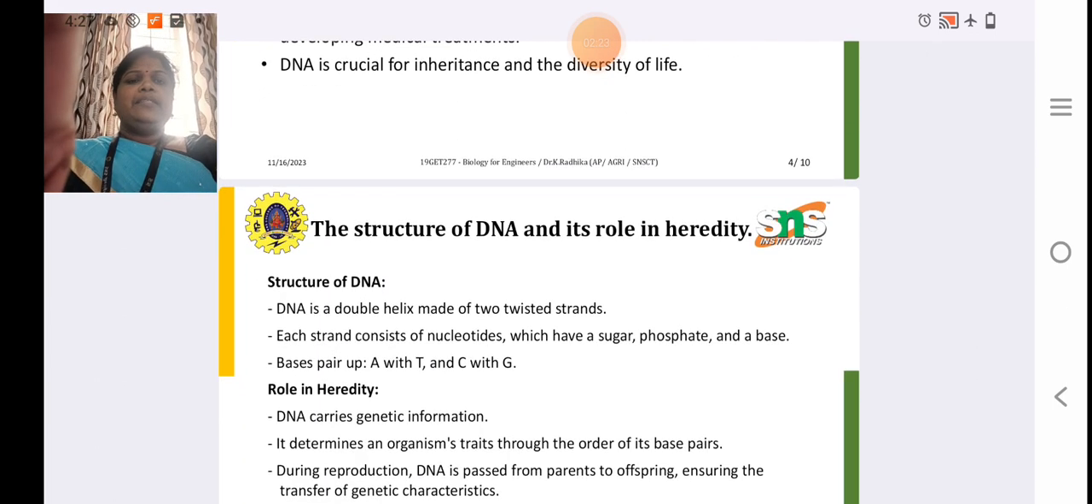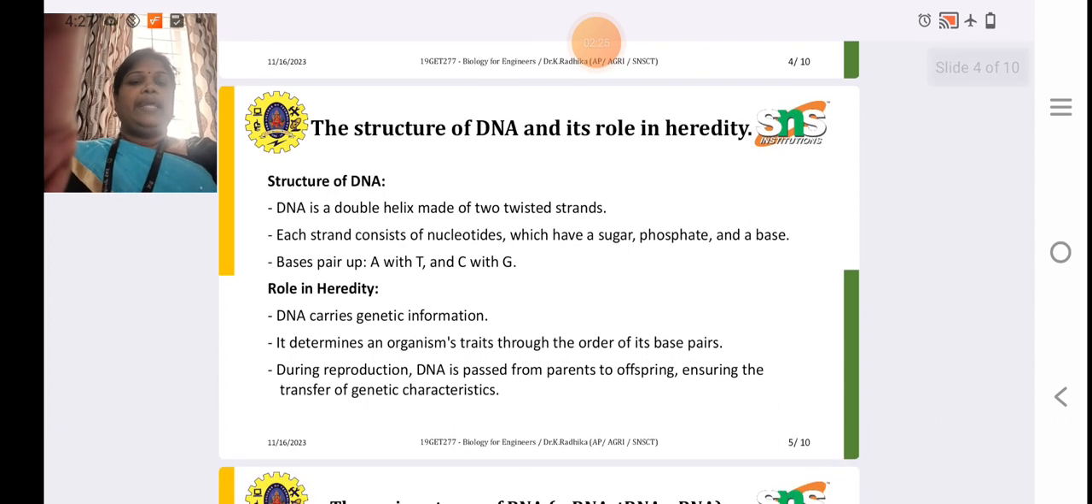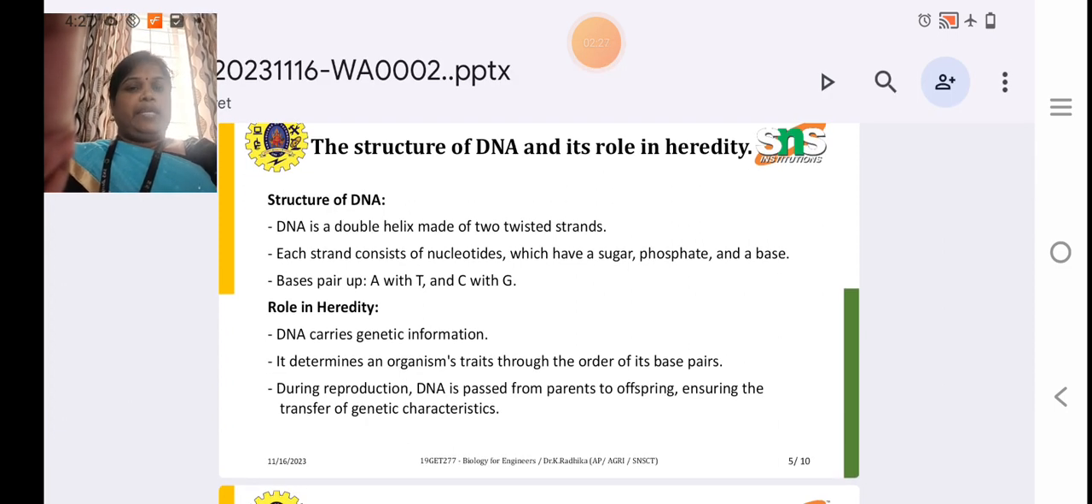Then, let's see the structure of DNA and its role in heredity. The structure of DNA: DNA is a double helix made up of two distinct strands. Each strand consists of nucleotides, which have a sugar, phosphate, and a base. Bases pair up, A with T and C with G.